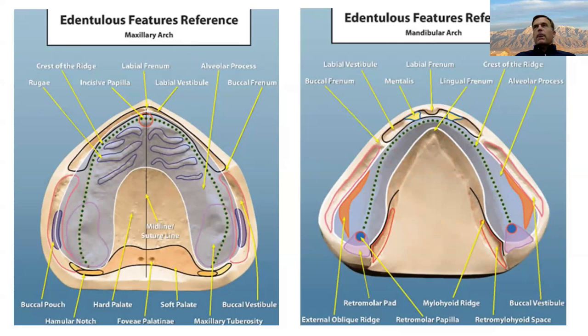because the edge of the borders of the denture have to be set in the impression. So it's really important when you're doing your border molding to pick up all the features that you need.